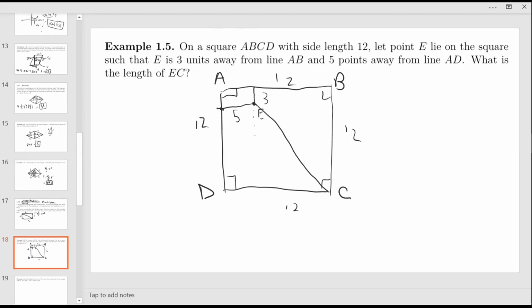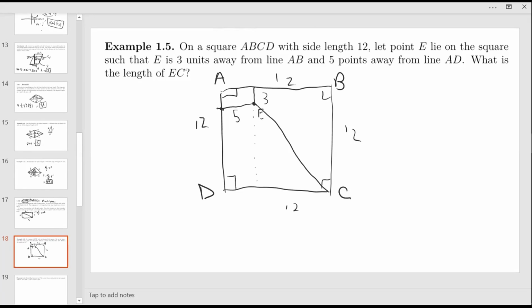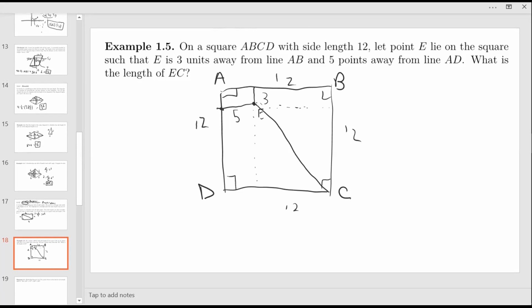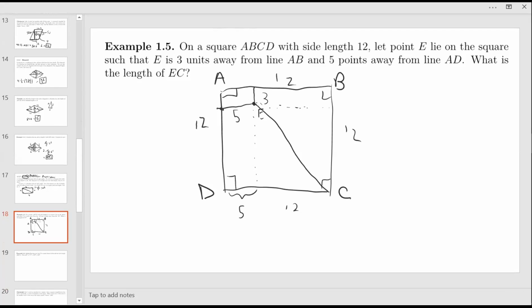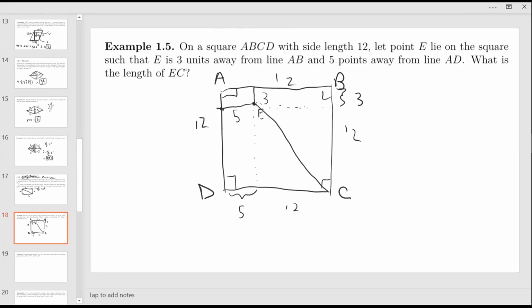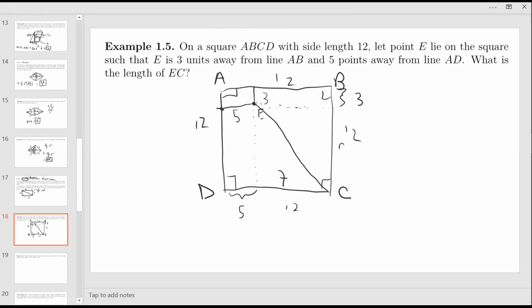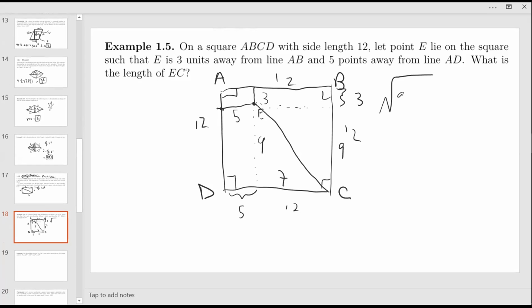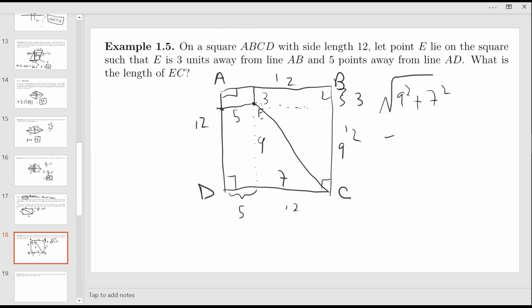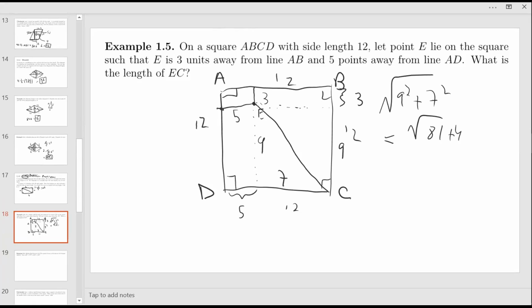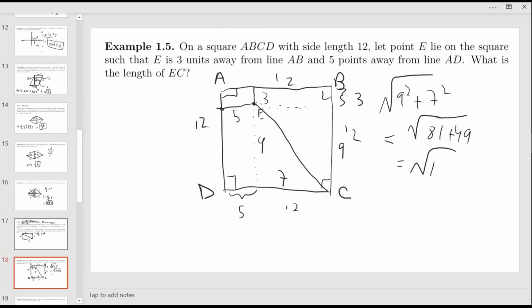So let's drop down these perpendiculars. And since each of these are rectangles, we know that this length is 5 and this length is 3. So this has to be 7 and this is 9. And since this side is parallel to this side, we have this is also 9. So EC is the hypotenuse of a right triangle with side lengths 9 and 7. So it's just the square root of 9 squared plus 7 squared, which is the square root of 81 plus 49, which is the square root of 130.